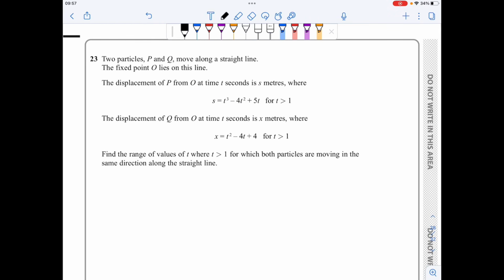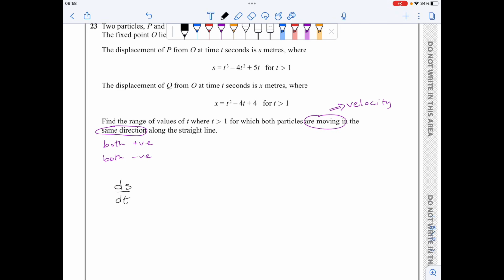In question 23, there are basically two phrases that tell us what exactly we need to do. One of them is "are moving", which implies that we need to use velocity, same as speed, and the other one is "same direction", which implies that both velocities must be positive or both velocities must be negative. So let's begin by finding the velocities. The velocity is the derivative of the displacement, so we need to do differentiation.